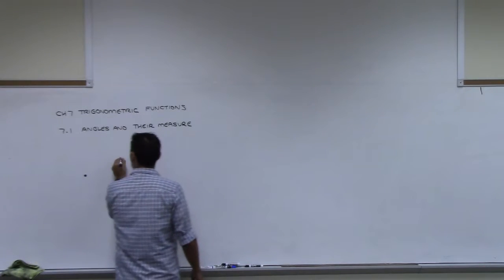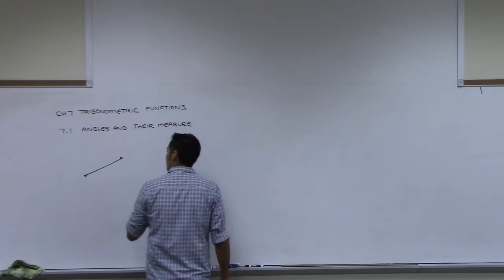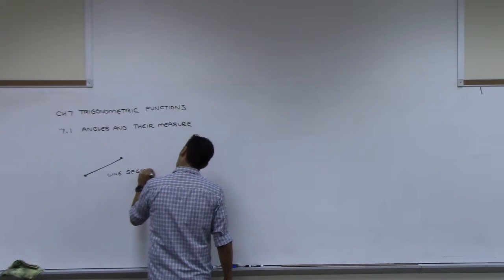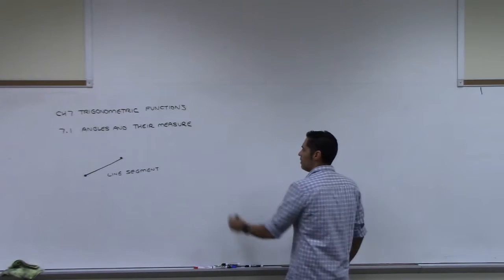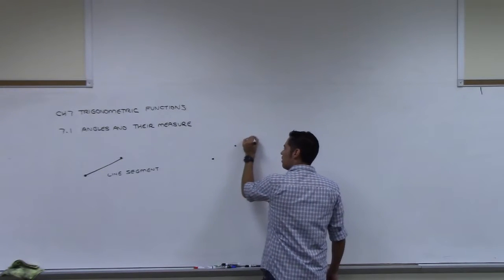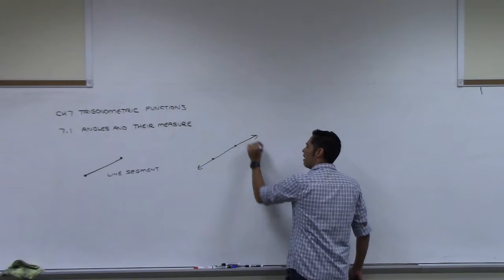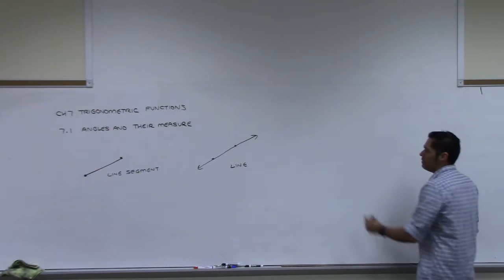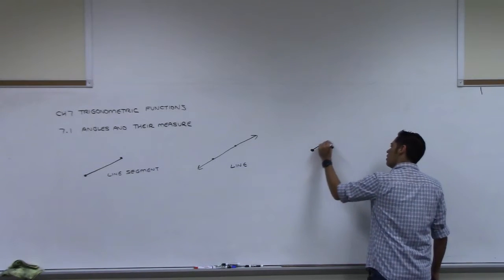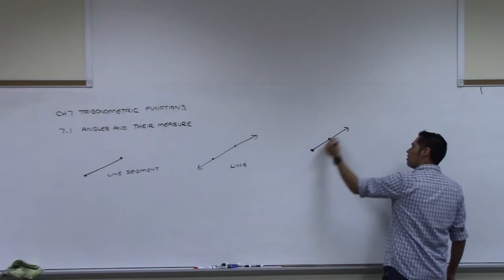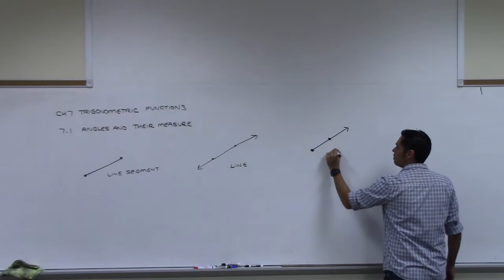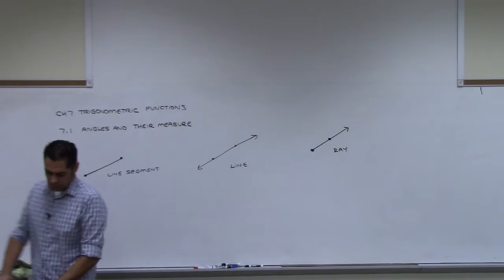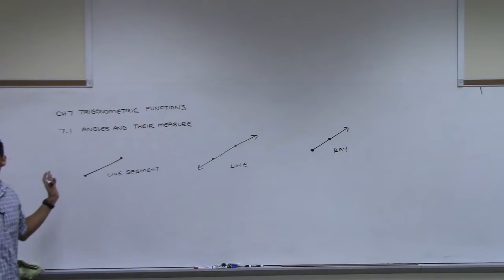If you have two points, connect them with a straight line. This is a line segment, that's what we call it. If you have two points and you extend a line both directions forever, that's your traditional line. And if you start with one point and go in only one direction forever, this is called a ray. All right, so just so we understand the difference between those three objects.